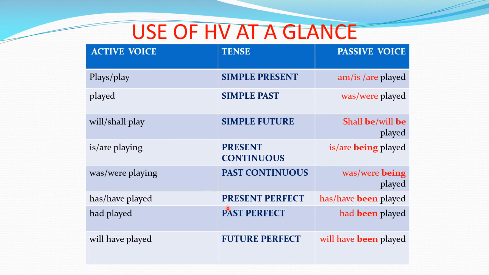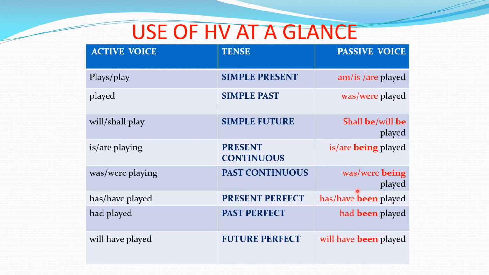Perfect tense. In present perfect, has, have played will change to has been or have been played. Past perfect, had played will take had been played. And future perfect, will have played, will change into will have been played. So in perfect tense we'll be using been.